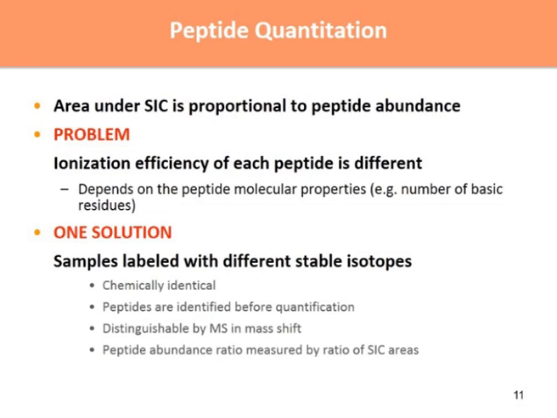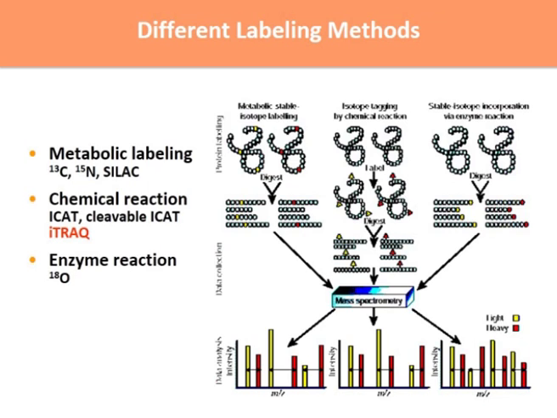But you can distinguish these two samples in MS by their mass shift. So you're adding an isotope that has a different mass, but it's just more neutrons, so it has the same chemical properties. And the peptide abundance ratio is measured by the ratio of the two areas in the light and the heavy. So we call these light and heavy when you have two isotopes.